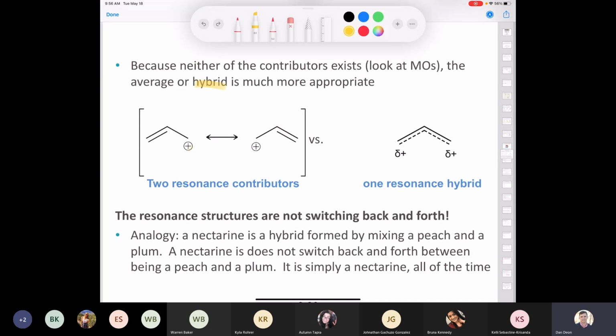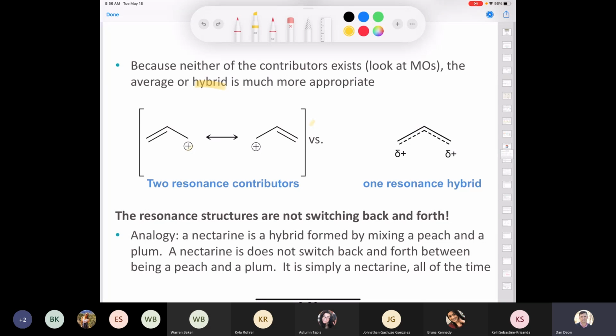So again, these resonance structures are not switching back and forth. Depending on the organic chemistry textbook that you look at, and there are many different ones out there, there's all kinds of funny analogies for resonance structures. Just remember, the resonance structures are not switching back and forth. Both of these are used to represent one thing, which can be represented by the resonance hybrid. I've seen ones where they describe a donkey and a horse breeding to make a mule, which is a hybrid of the two. But the one that's in our textbook is the nectarine.